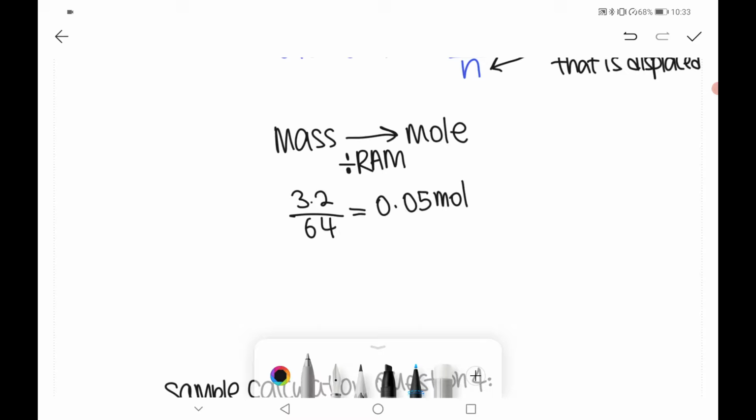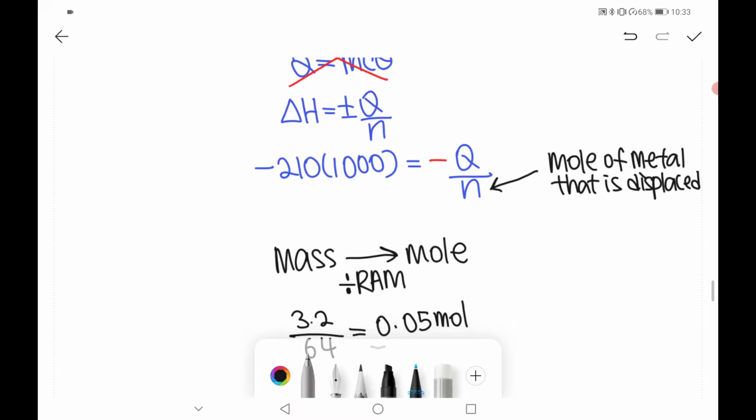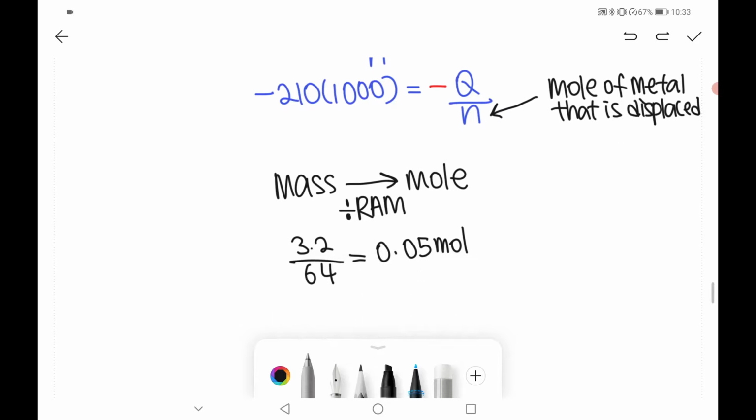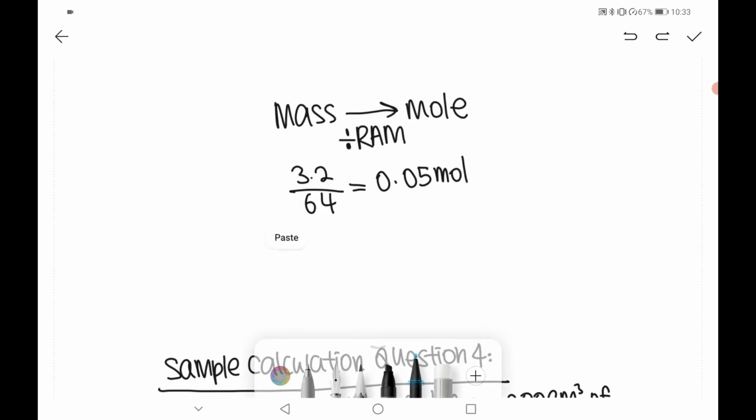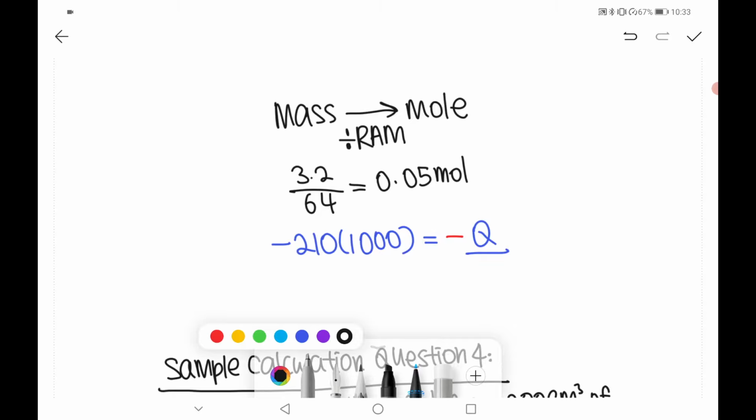Okay, so now we already know the mole, which we can put here already. So we just copy this equation, and I'm going to put it here. The mole here we know already, it is 0.05. So from here you can do your mathematic calculation. Negative and negative you can cancel out. Then you bring the 0.05 here to multiply. So you key in this whole thing into your calculator.